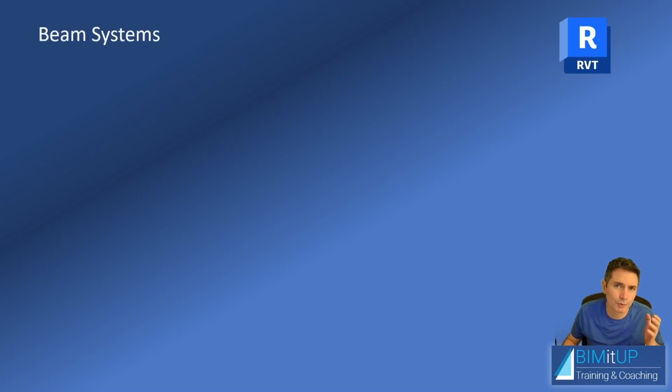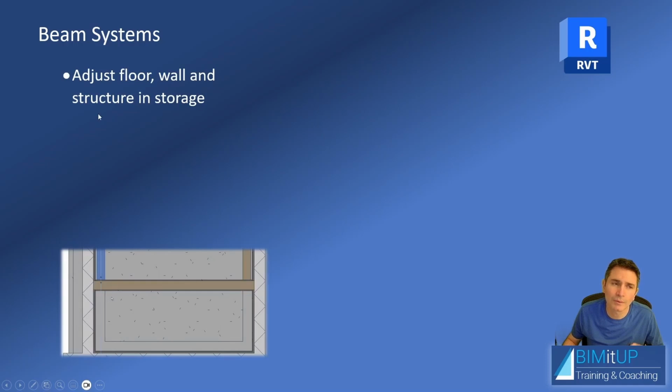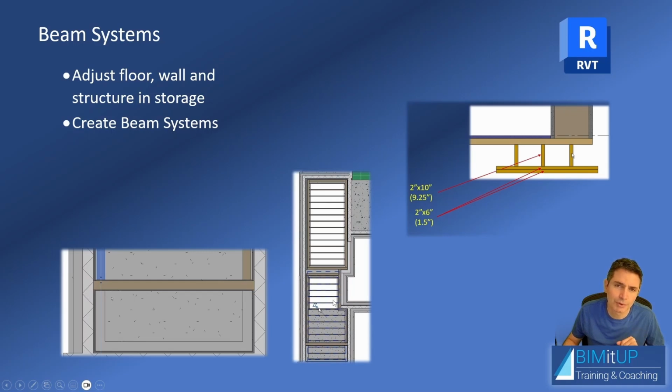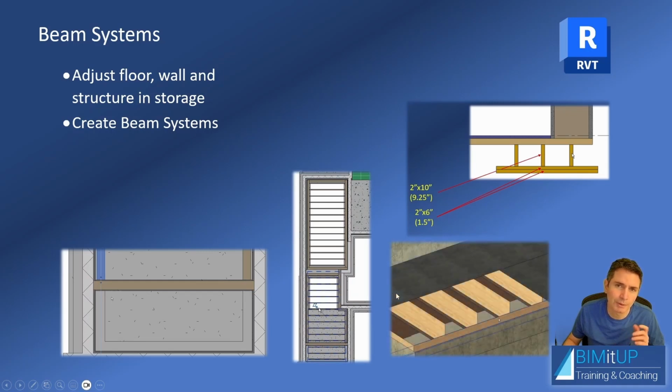Today we're going to dive into beam systems. The first thing we're going to do is adjust the floor, the wall, and the structure in the storage area all the way on the south. And then we're going to create a beam system based on this 2x10s. So it's going to look something similar to this. It's going to look very professional. It's going to be a lot of fun.